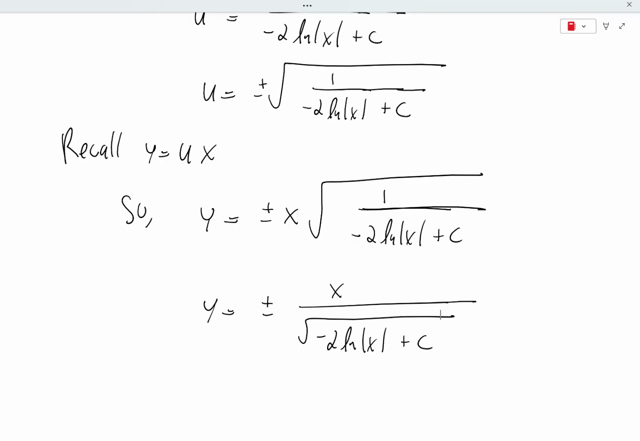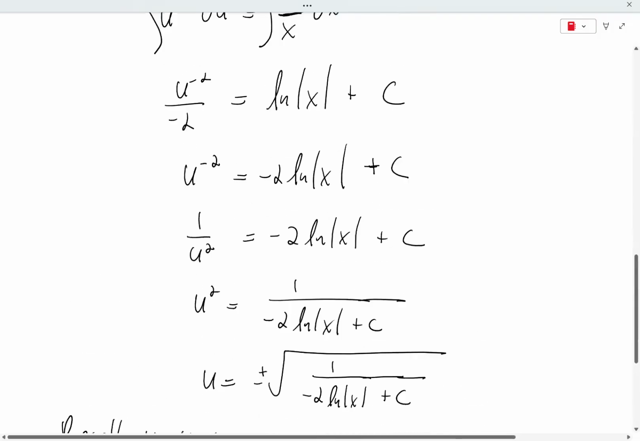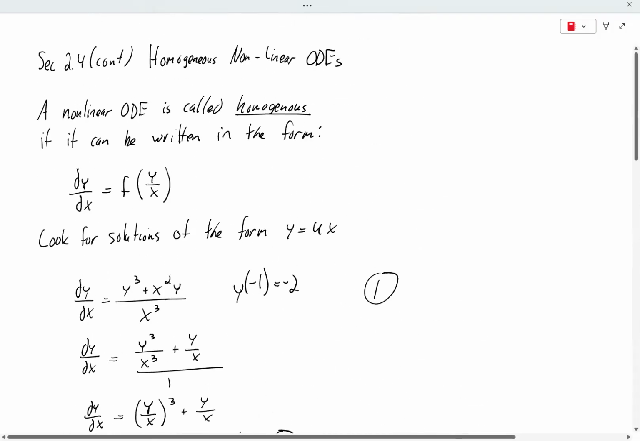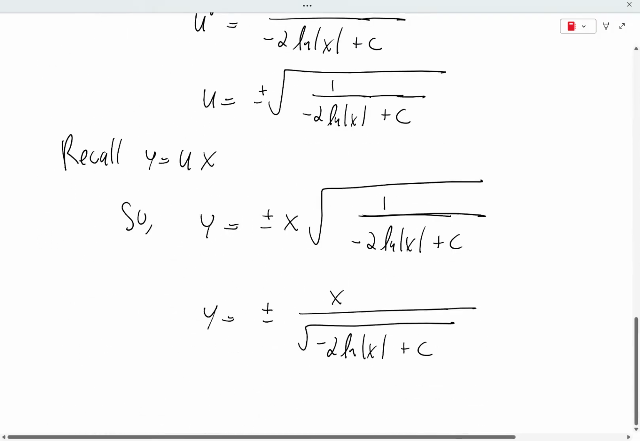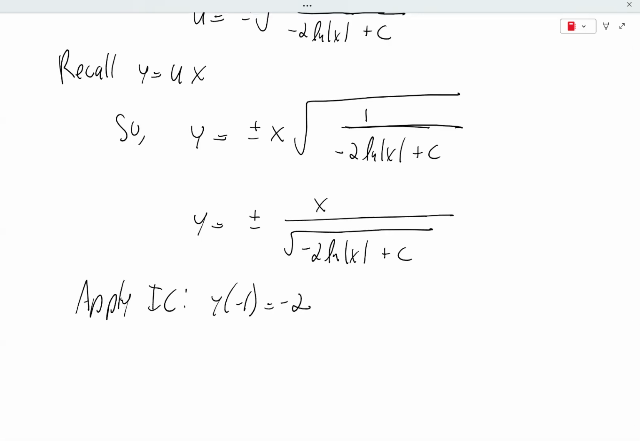Now notice here's a bunch of curves. There's a bunch of curves for the plus, a bunch of curves for the minus. Okay, we also had an initial condition here too on this. So initial condition, what do we have there for that? It was y of -1 equals -2. So now apply the initial condition, like that.